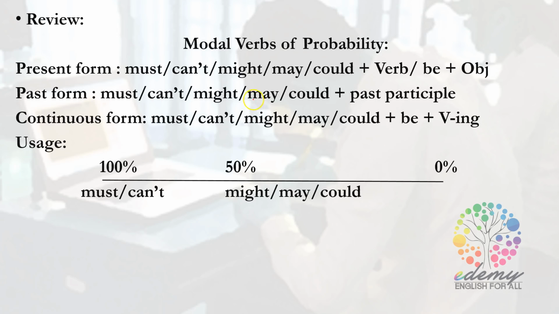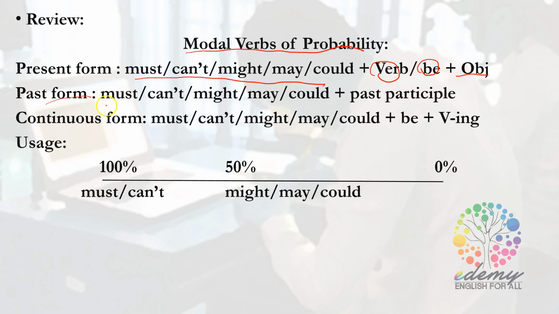But before we go to the lesson, let us do some review about what you have learned in the last session. In the last session, you learned about modal verbs of probability. The present form of modal verbs: we have must, can, might, may, could, plus verb, or plus be and plus objects. And let us look at the past form of modal verbs of probability.